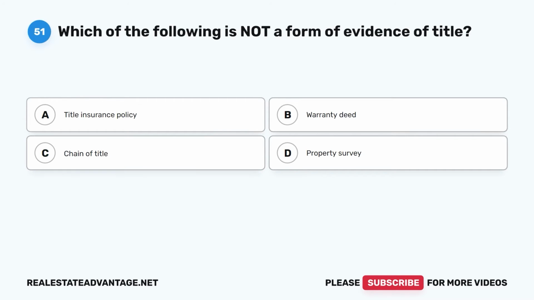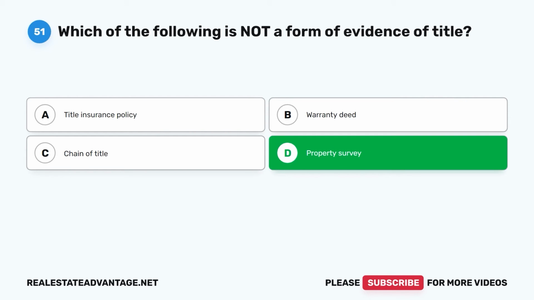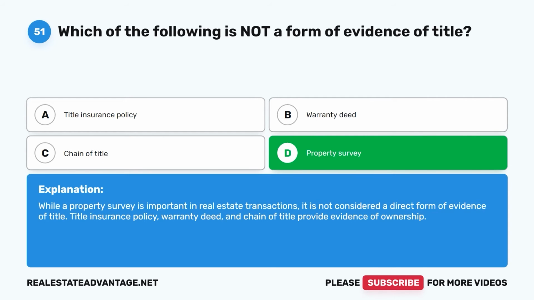Question 51. Which of the following is not a form of evidence of title? A. Title insurance policy. B. Warranty deed. C. Chain of title. D. Property survey. The correct answer is D. Property survey. While a property survey is important in real estate transactions, it is not considered a direct form of evidence of title. Title insurance policy, warranty deed, and chain of title provide evidence of ownership.